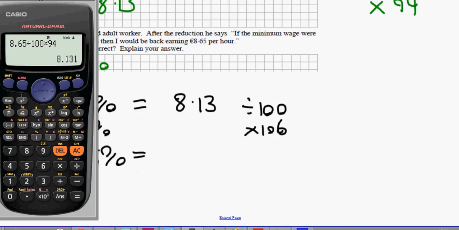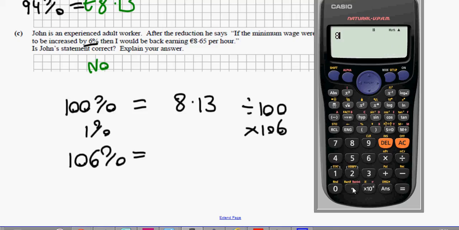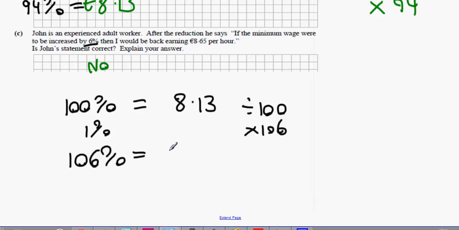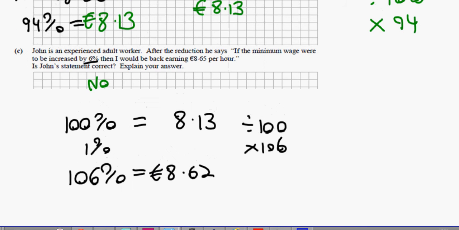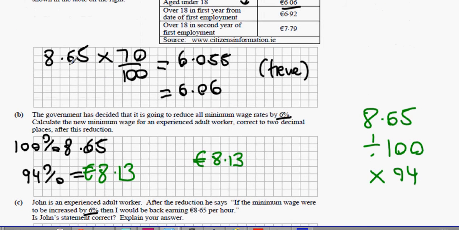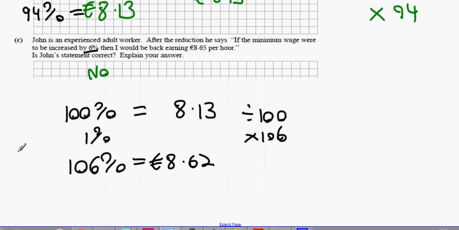So what we're going to get is 8.13 divided by 100 multiplied by 106, and what we get here is 8.62. Okay, and it's not as high as the original starting point, so it's going to be 8.62, but you've got to remember you were on 8.65, so it is slightly less than what you were on.